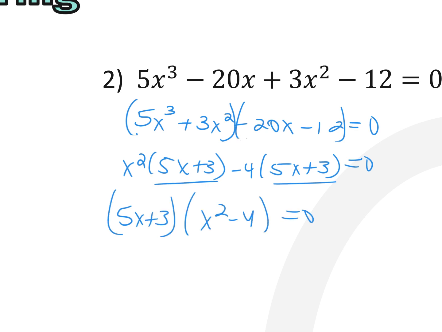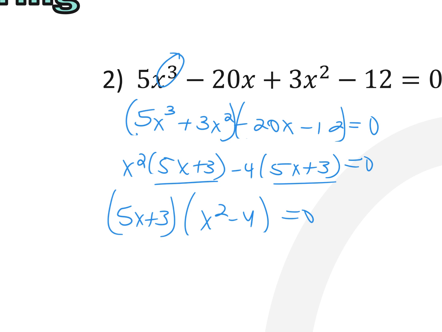Now, you guys could solve from this point. How many answers should we have? 3. What's the highest exponent? 3. This is why I don't think it's a good idea to solve from this point, because a lot of you would tell me x squared minus 4 equals 0. You'll solve it. You'll tell me x equals 2. Is that the case? No. X equals what?